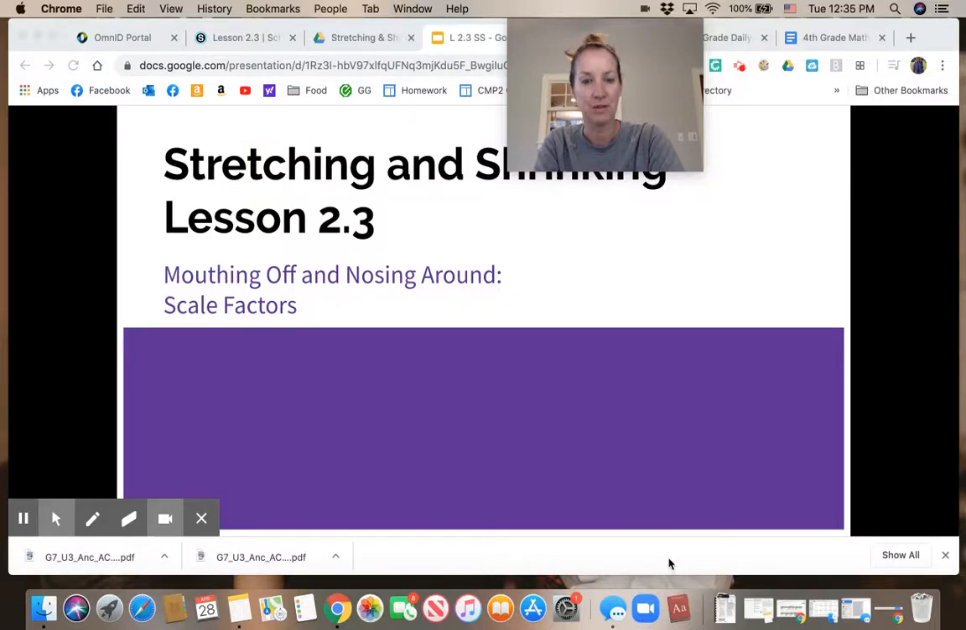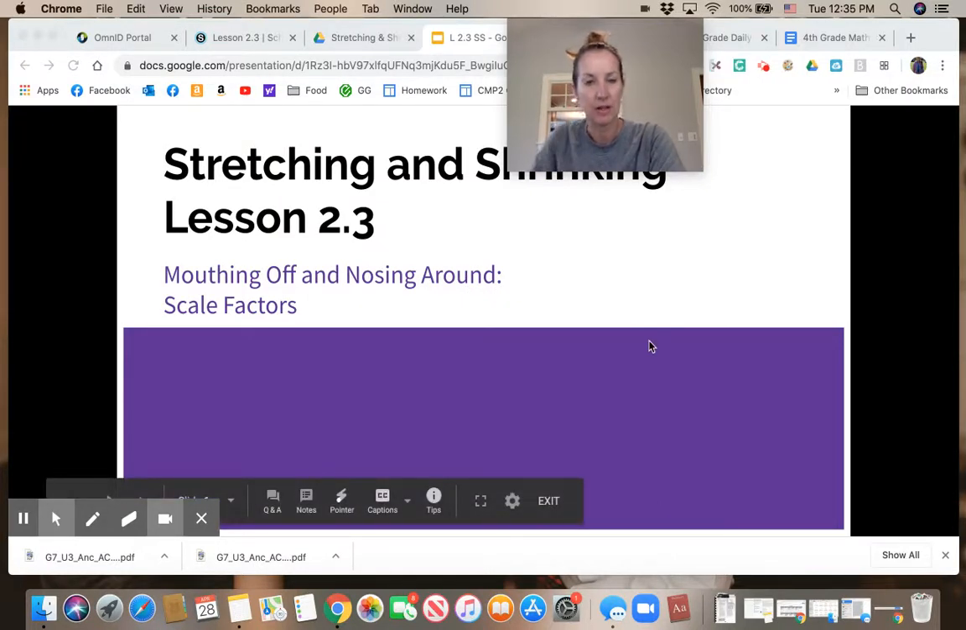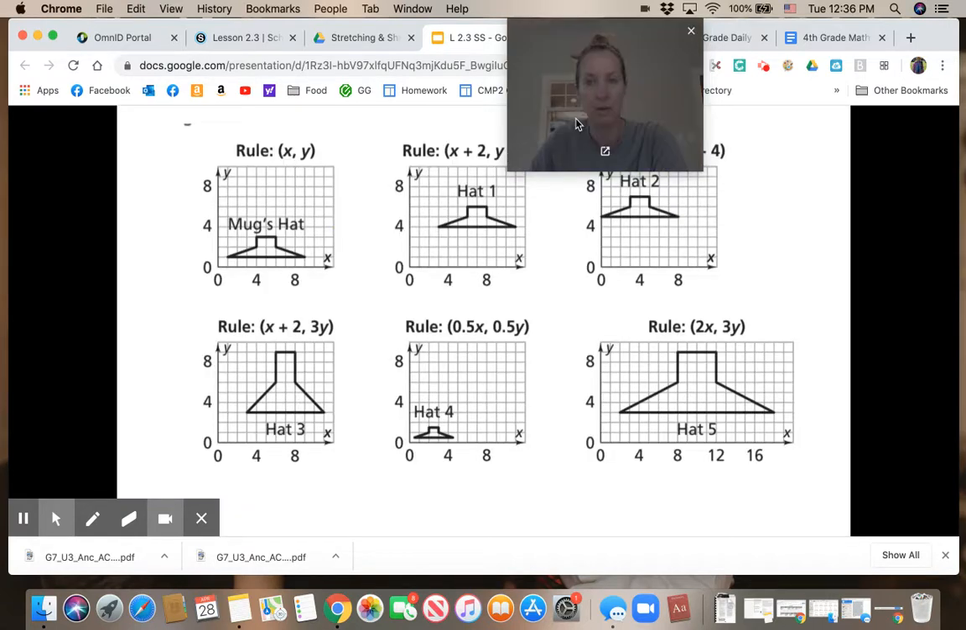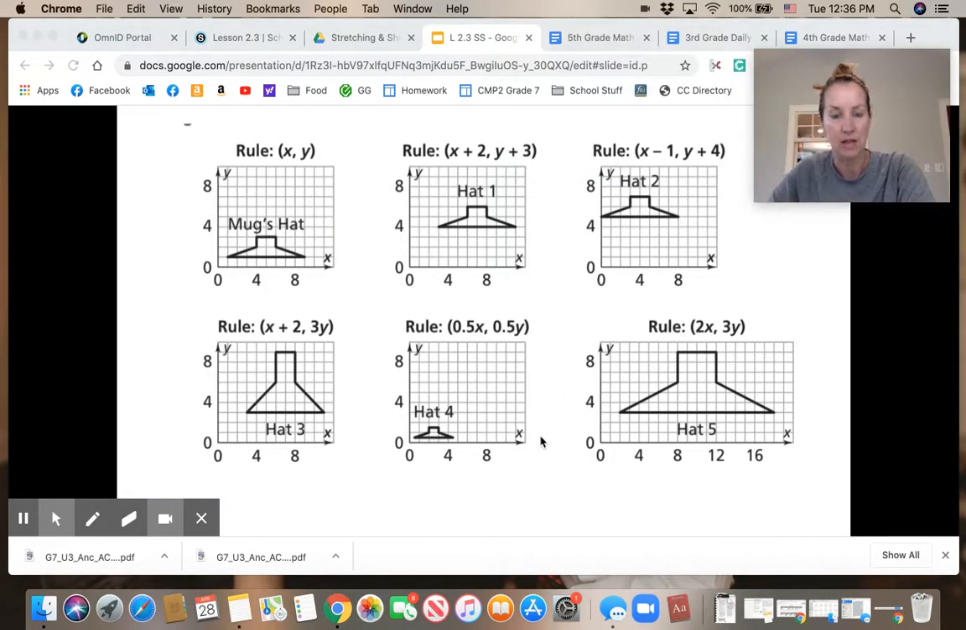Good morning, fifth graders. Today we are going to do lesson 2.3 in Stretching and Shrinking. We're going to be talking about mouths and noses for the Mugwumps. We will start by going over the work from yesterday with the hats. So let's take a look. This is what your hats should look like.